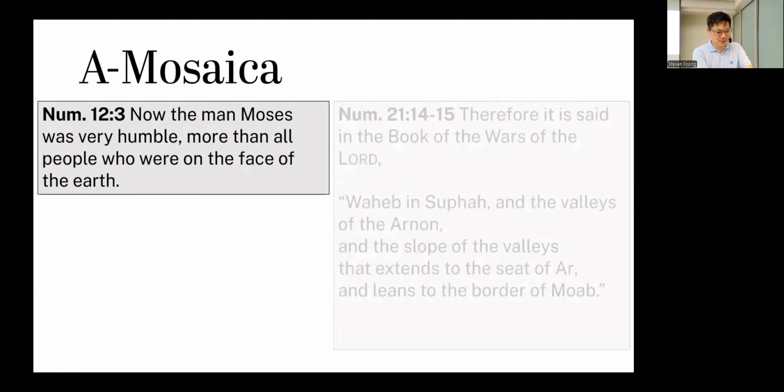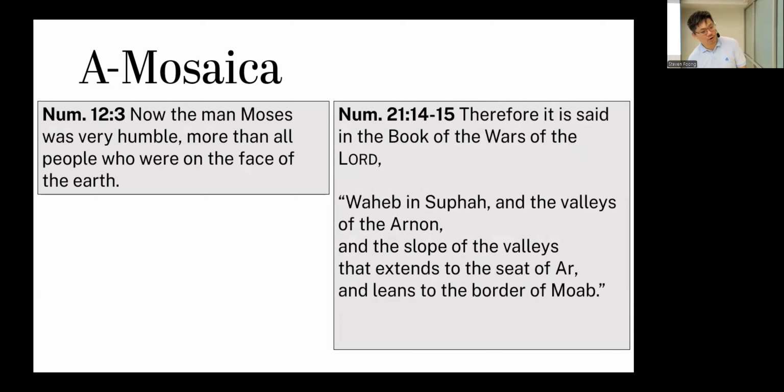All right. Numbers 21, verses 14 to 15: "Therefore it is said in the Book of the Wars of the Lord: Waheb in Suphah, and the valleys of the Arnon, and the slope of the valleys that extends to the seat of Ar, and leans to the border of Moab." Now, this is taken from the Book of the Wars of Yahweh. First of all, it's a-Mosaica in the sense that the author of Numbers is quoting a source called the Book of the Wars of the Lord. That means there is a separate book out there called the Book of the Wars of Yahweh, and there is a poem in that book that the author of Numbers quotes from, an existing book that was written before Numbers. Does that make sense?